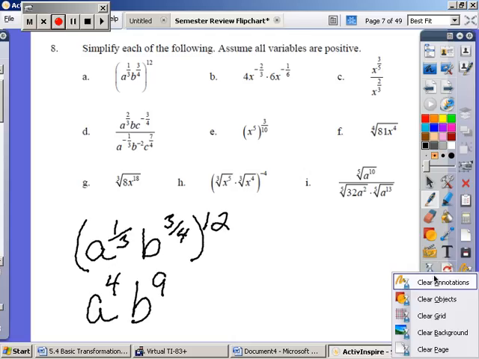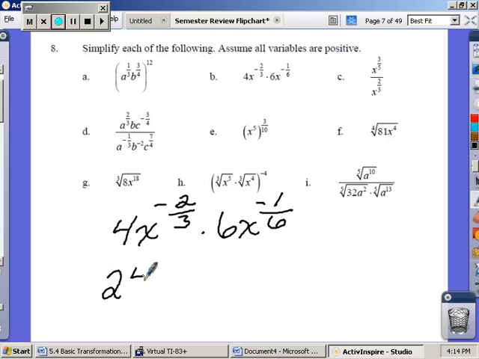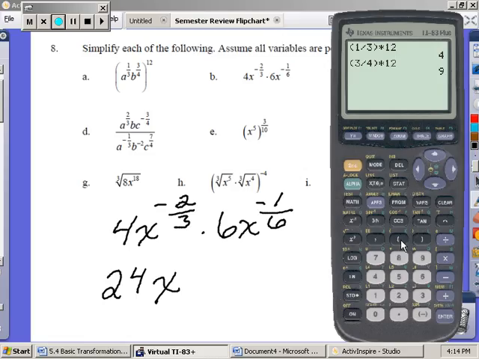Let's go to letter B. 4x to the negative 2/3 times 6x to the negative 1/6. 4 times 6 is 24. Common base is x. Add parentheses negative 2 divided by 3 parentheses plus parentheses negative 1 divided by 6 parentheses.